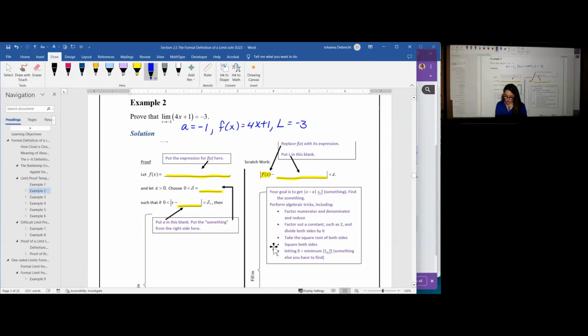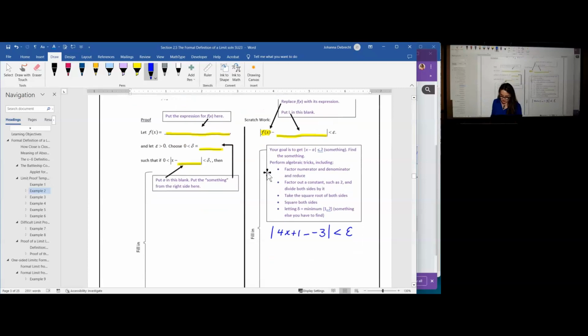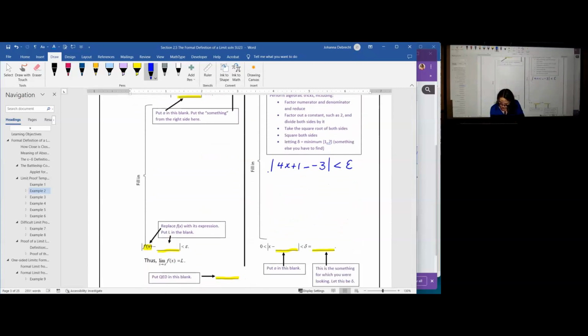I'm going to start by writing f of x minus L inside absolute values. 4x plus 1, the function, minus -3. Don't mess up the signs. I want this to be less than epsilon no matter what I choose for epsilon. What's my goal? My goal is to get x minus a, or x minus -1, less than something. So down here, I'm trying to get x minus -1 less than something.